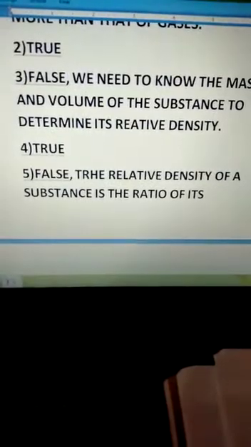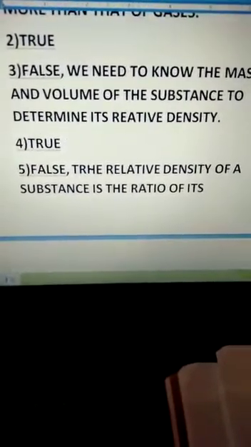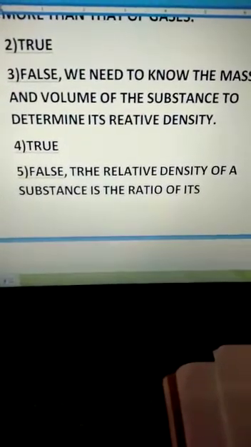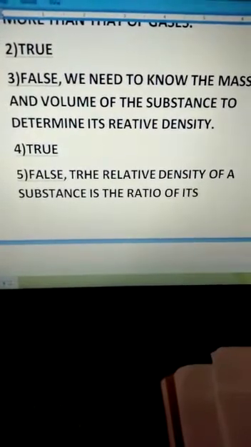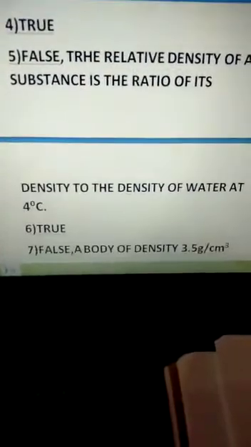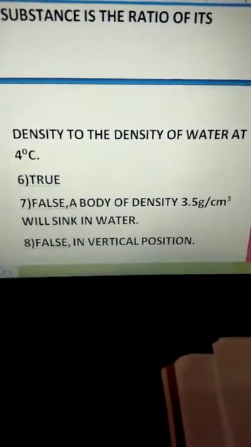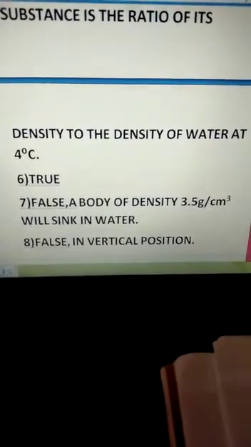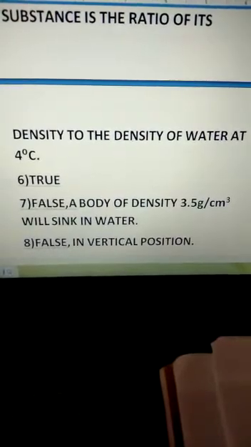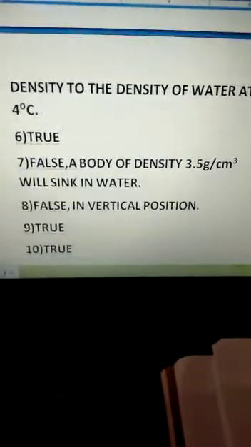Number 5, the density of a substance is the ratio of its density to the density of water at 4 degrees Celsius. That is false. It will be the relative density. Next one, question number 6, that is true again. Number 7 is false again. A body of density 3.5 gram per centimeter cube will sink in water because it is more than the density of the liquid. Number 8 is false.